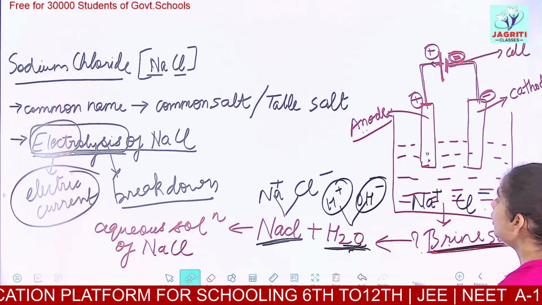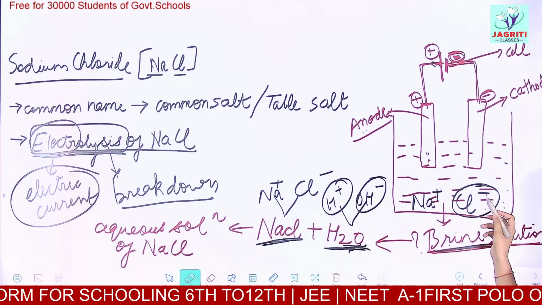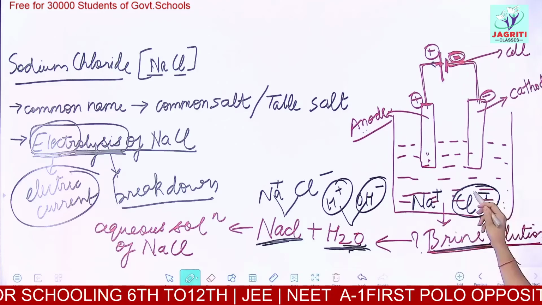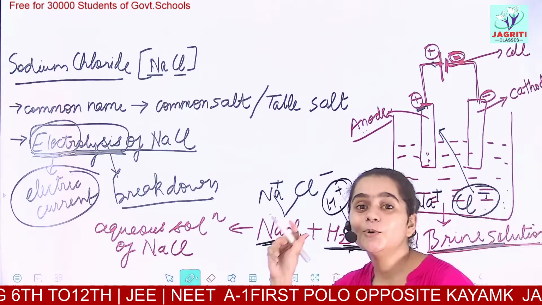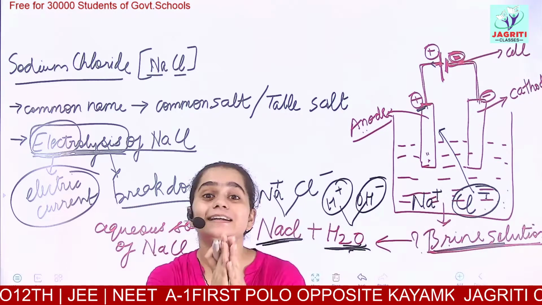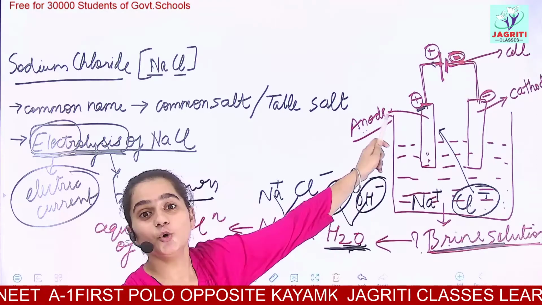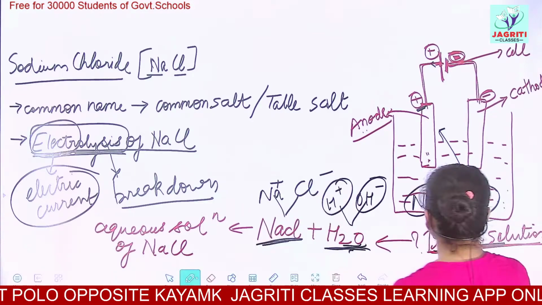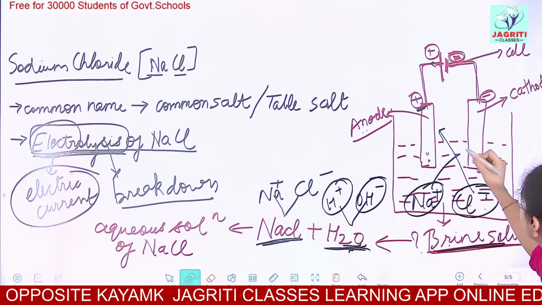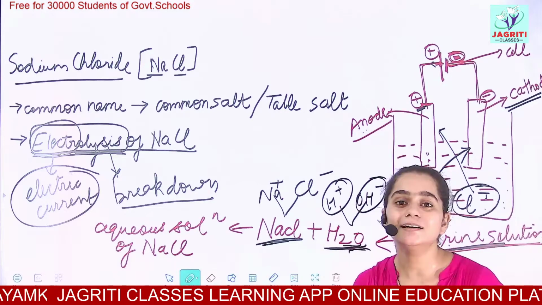Now what we observe is that these chloride ions are negatively charged. So these negatively charged chloride ions are attracted to our positive electrode. You all know that opposite charges attract each other. So these negatively charged ions get attracted to anode. They deposit on anode. And these positively charged ions, where do they go? They go to the cathode. That is, they get deposited on the cathode.